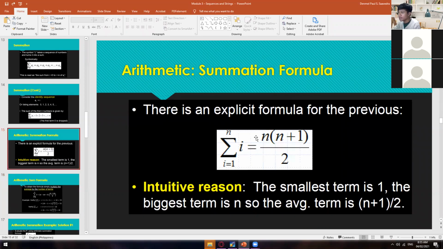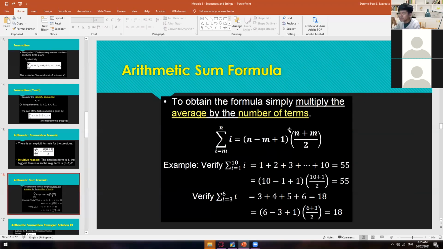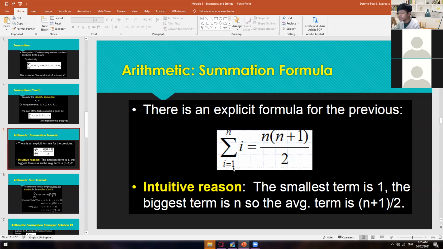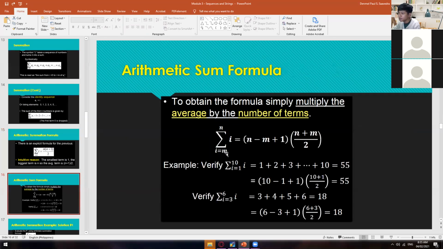So you can use the first formula only if it's ranging from 1 up to the given limit. But this one is much more flexible. The first is the easiest way if it's starting from 1. But if it's starting now from 2, 3, 4, 5, and so on and so forth, then you have to use this formula now. So just memorize this one: n minus m plus 1 times n plus m divided by 2. So are we clear so far?